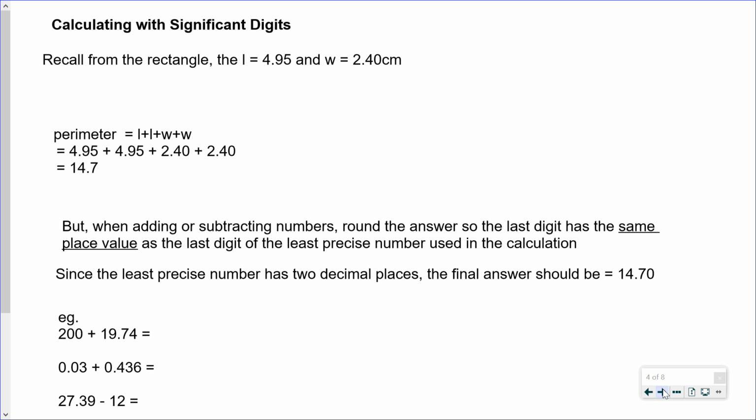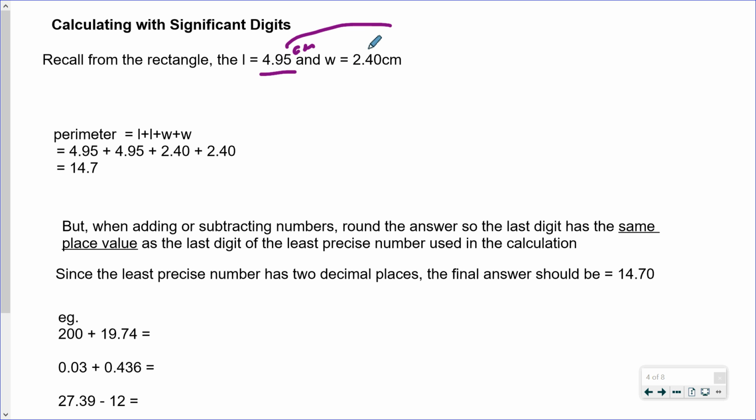So let's go back to our rectangle, and now let's do some calculations and make sure that we can determine the correct number of significant digits in the final answer following a calculation. So there are different rules for adding and subtracting numbers that I'll talk about first, as there are for multiplying and dividing. So from our original rectangle, I'm just going to say that the original length or height was 4.95, and I should always have the units in here. That was in centimeters, and the width 2.40 centimeters.